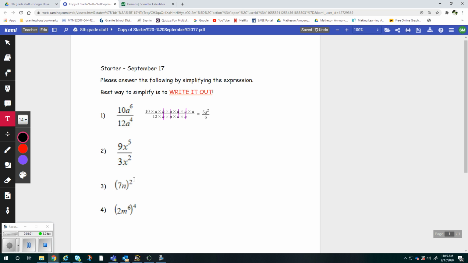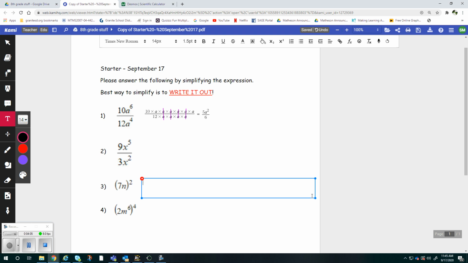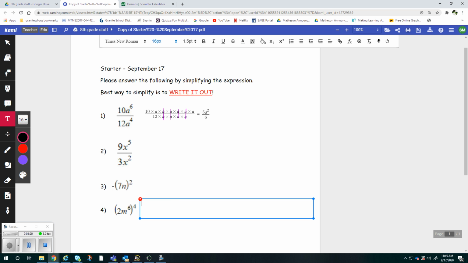And I'm going to do number 3 here. So I'm going to open another text box. And I don't need a fraction this time, so I'm going to make my font just a little bigger. Here we go. Okay, so I have all this stuff in parentheses to the second power. In fact, actually, let me move this. Let's do this one. The number 3 is pretty easy, so let's do number 4. I have all this stuff in parentheses to the 4th power. So the stuff in parentheses, 2m to the 6th. 2m, Shift 6, 6.